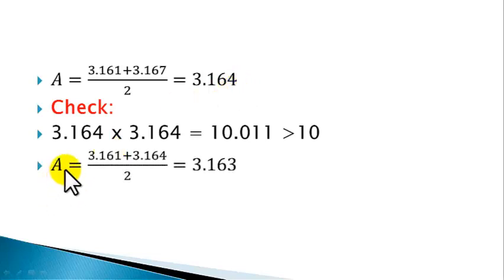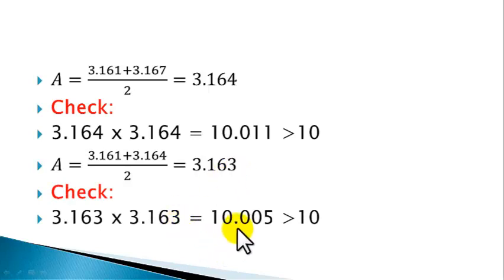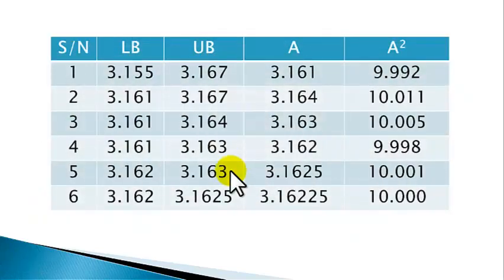So our A will now be 3.161 plus 3.164 over 2, which is equal to 3.163. Check. 3.163 multiplied by itself gives 10.005. Again, this is greater than 10, indicating that 3.163 is a new upper bound. So continuing that way, we can generate this table.